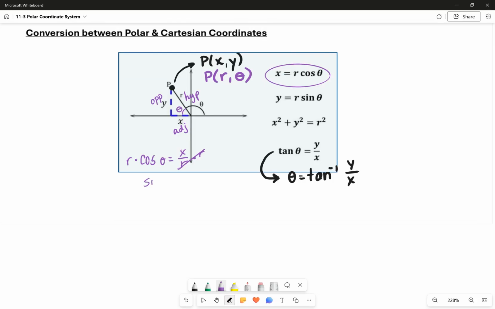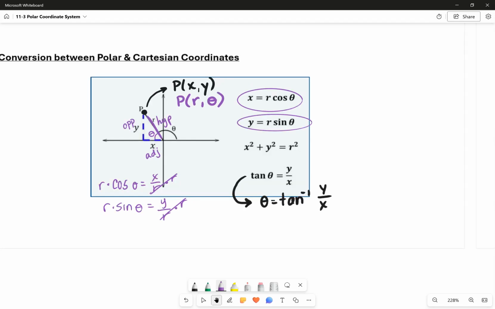Same thing with sine. If I do sine theta, that's opposite over hypotenuse. Well, my opposite is y, my hypotenuse is r. So if I multiply by r on both sides, y is r sine theta. So that's where that comes from. And you guys know hypotenuse is always found by Pythagorean theorem. So none of this is new to you, all right?